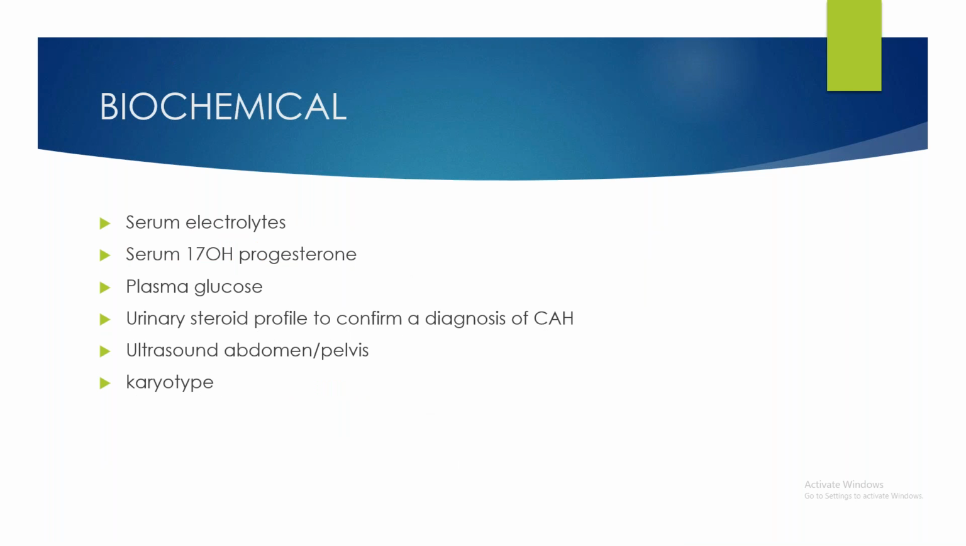Then biochemical investigations. You have to do serum electrolytes to rule out any salt wasting, because in infancy the most common form will be 21 hydroxylase deficiency, which is salt wasting. So you have to first rule out that salt wasting. You have to do serum 17 hydroxyprogesterone to see deviation of the pathway. You have to do plasma glucose and urine steroid profile to confirm the diagnosis of congenital adrenal hyperplasia.